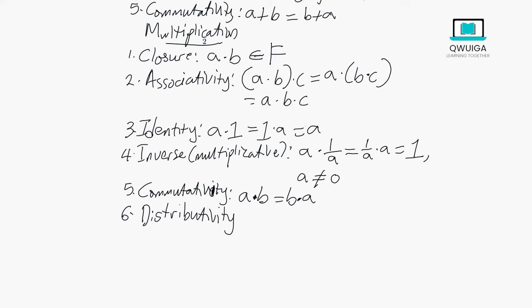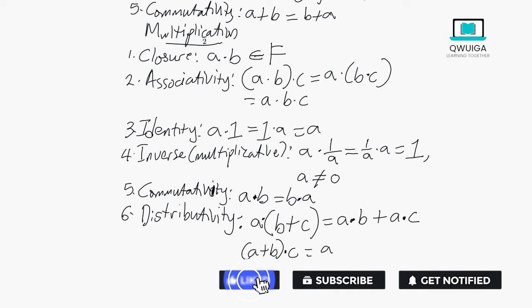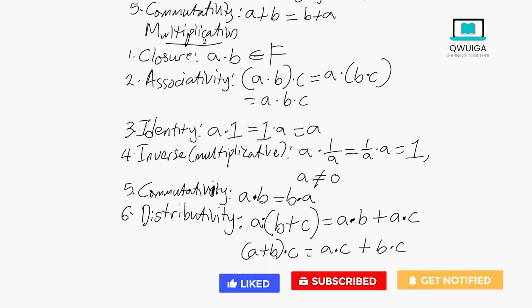So distributivity says that multiplication distributes over addition. If I have A multiplying B plus C, it is the same as evaluating A times B, then plus A times C, and it holds from the left as it does from the right. So this would also be A dot C plus B dot C. Alright, so these are the properties of a field.